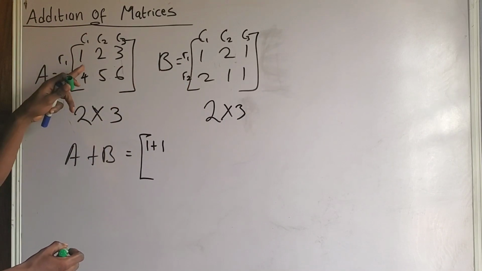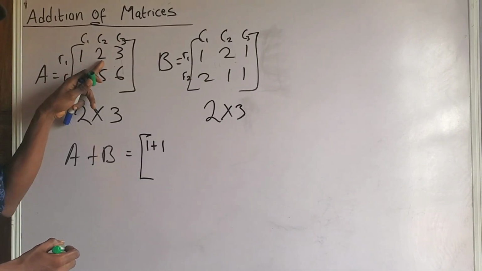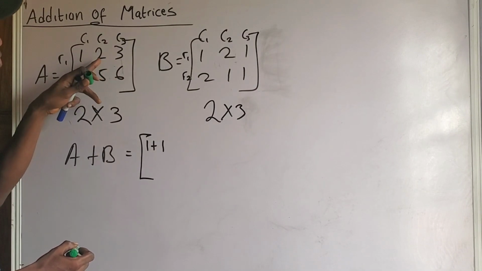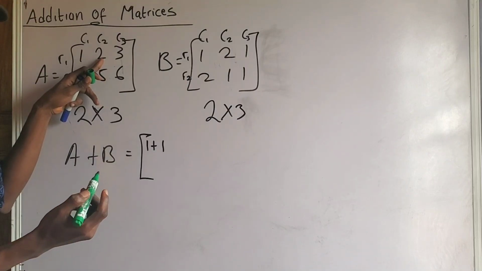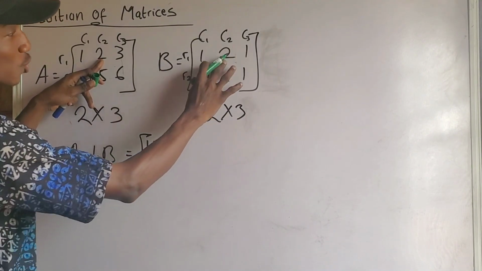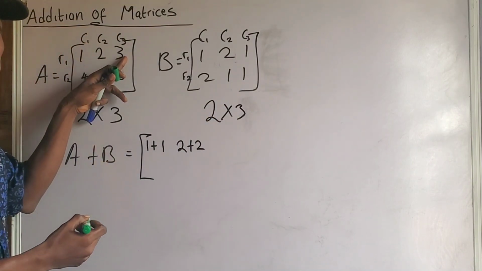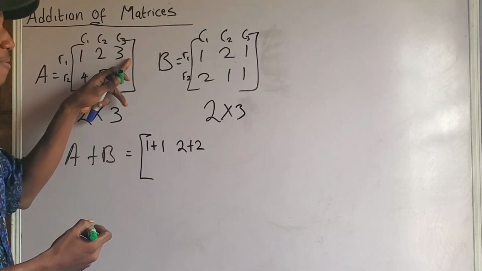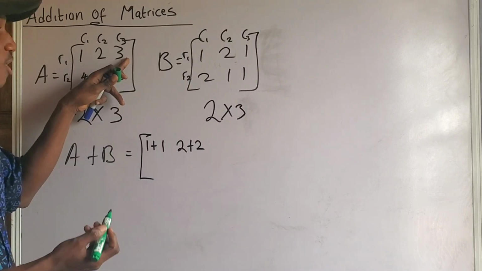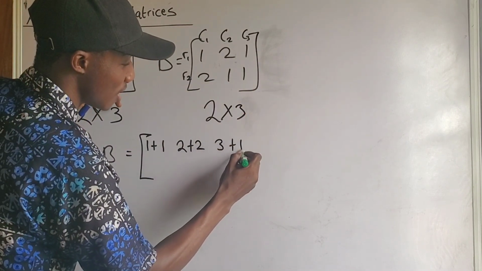Now, we are done with this one. The second element is 2, right? Now, which number corresponds to 2 in the second matrix? That is also 2, right? So I'm going to have 2 plus 2. Then we proceed to the next number, which is 3. Which number corresponds to 3 in the second matrix? That is 1. So I'm going to have 3 plus 1.